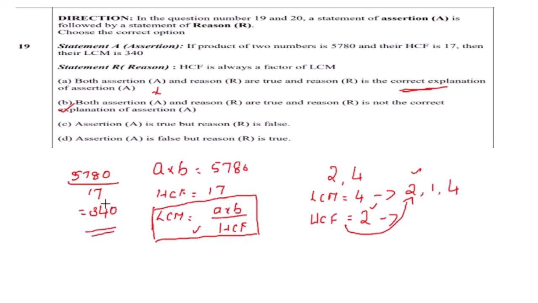So it is true only. Assertion A is not wrong. Assertion A is true only. Reason R is also true. So we can take option B. This is the answer, right?